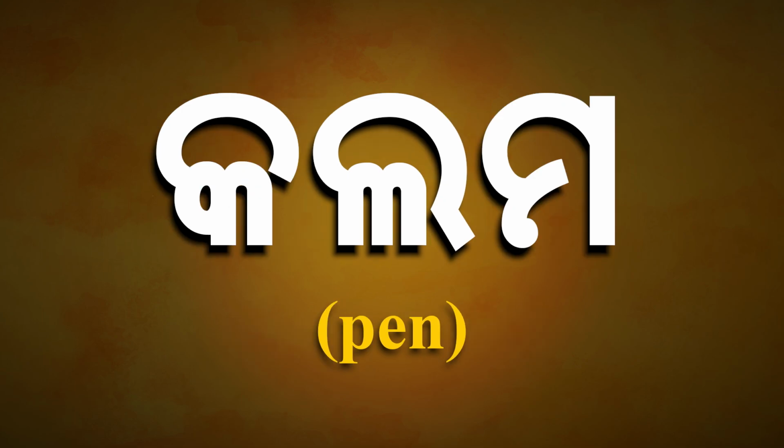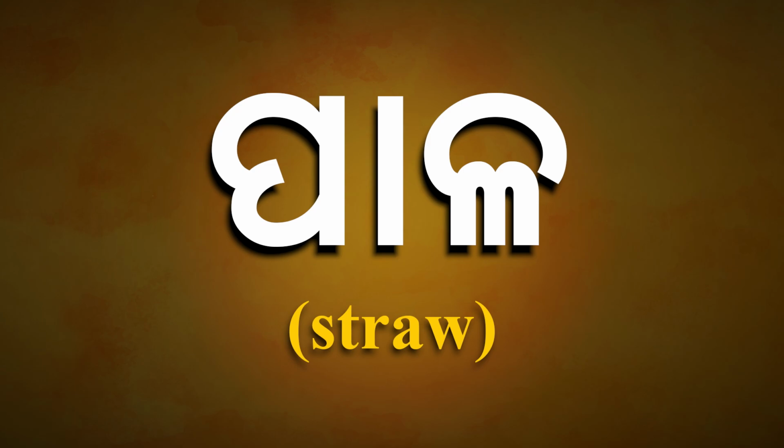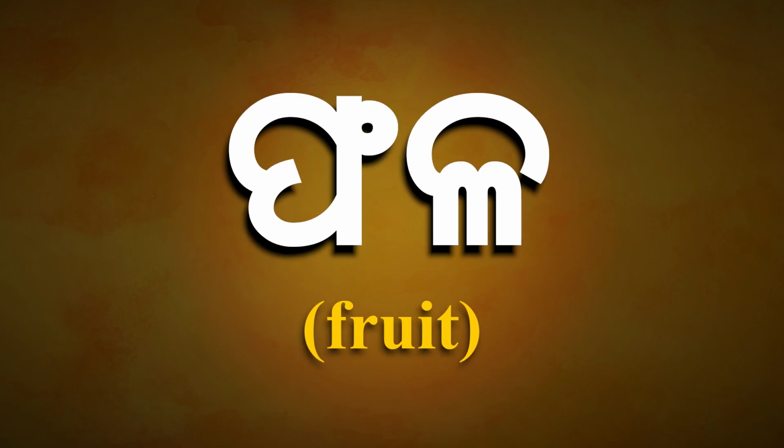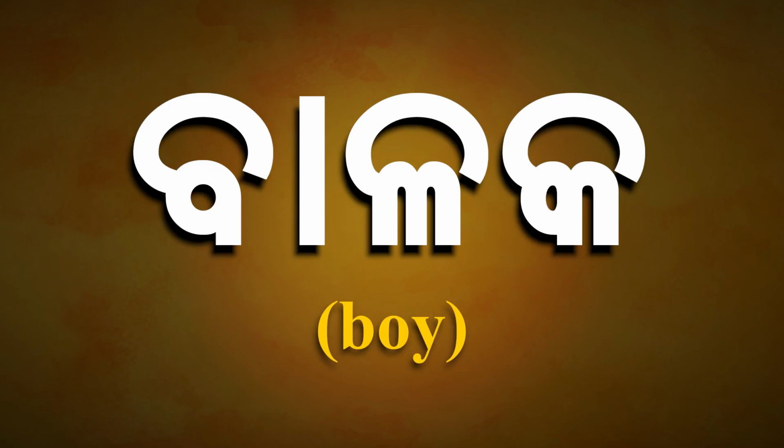Kalama means pen. Pala refers to straw. Phala means fruit. And Balaka refers to boy. Please repeat after I read all the words louder.